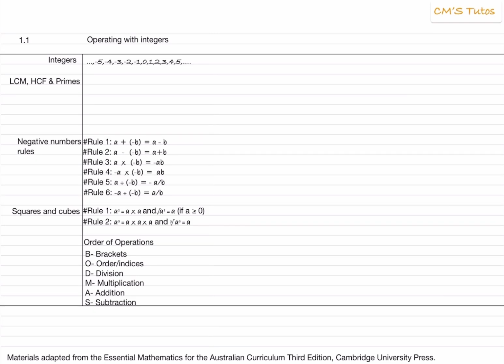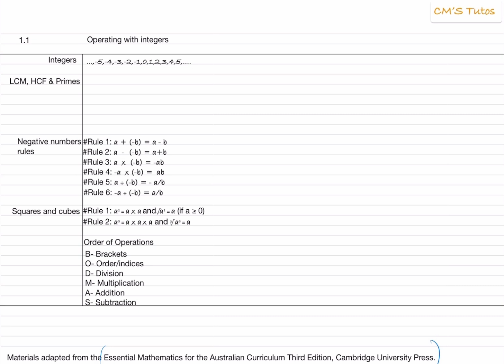Hey everyone, today we will be looking at operating with integers. This is a Year 9 tutorial. The materials have been adapted from the Essential Mathematics for the Australian Curriculum 3rd edition, Cambridge University Press.